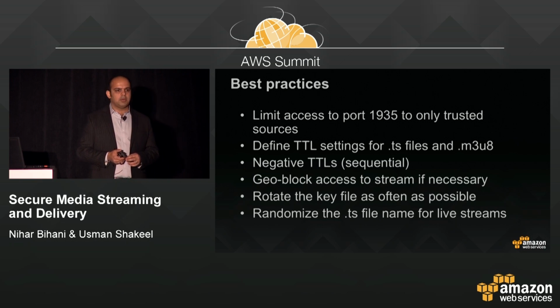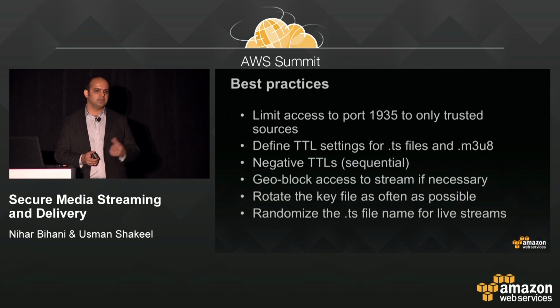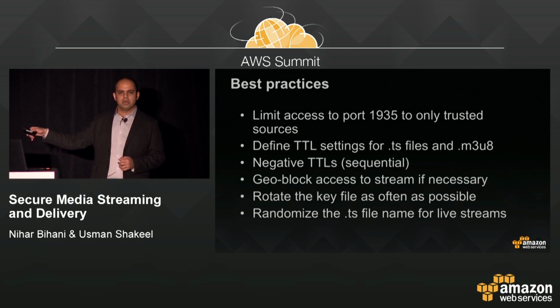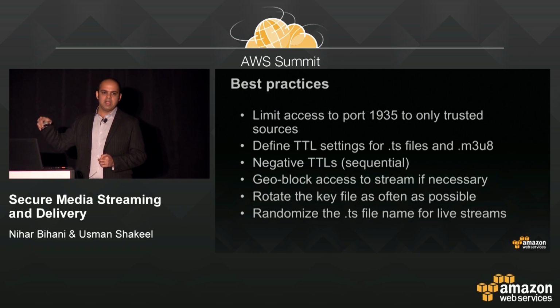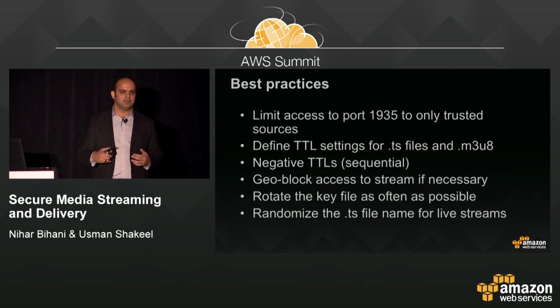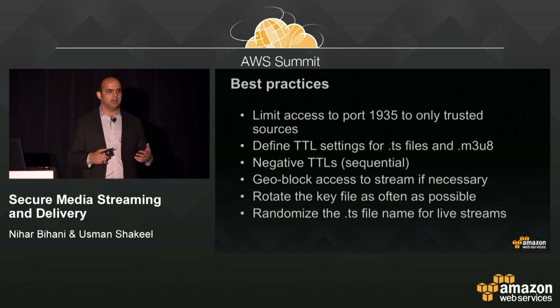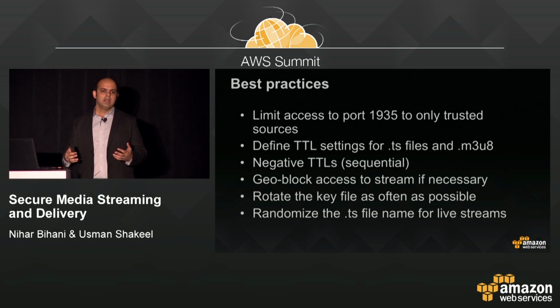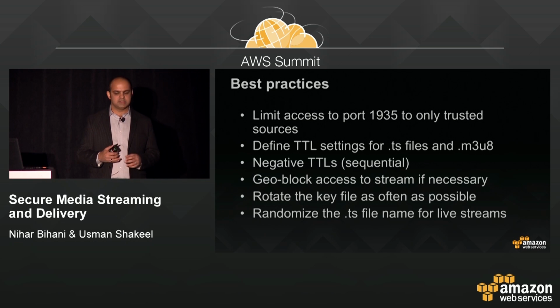You want to define proper TTL settings for the .ts files and .m3u8 files. So TS files being the segments and m3u8 files being the playlist. I showed it in the CloudFront console in the behavior section. That's where you define the TTLs. So you don't want to define them as 0. Anything that's low but not quite 0 is the way to go, because you don't want to put unnecessary burden on your origin servers either.